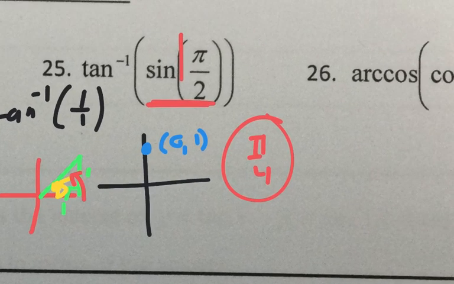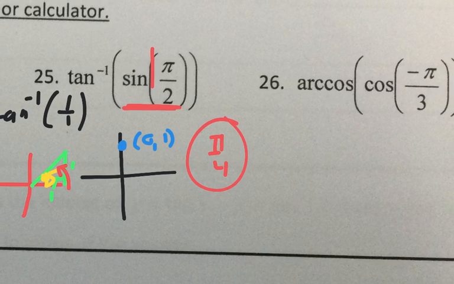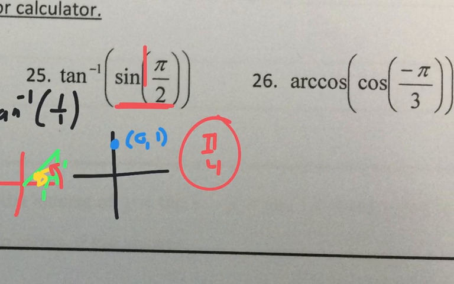If you have a pi in your problem, like a pi over 2, will there always be a pi in your answer? And if there's just a normal number, you're going to get a ratio of sides. Okay. Yes.